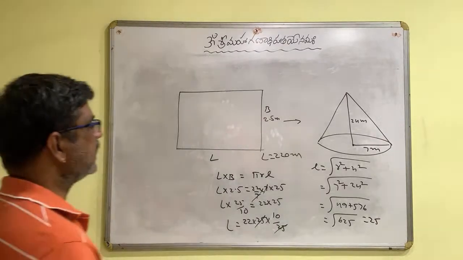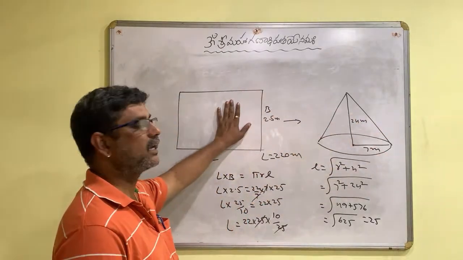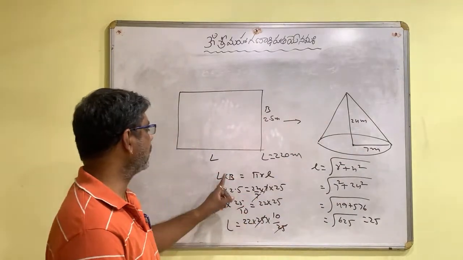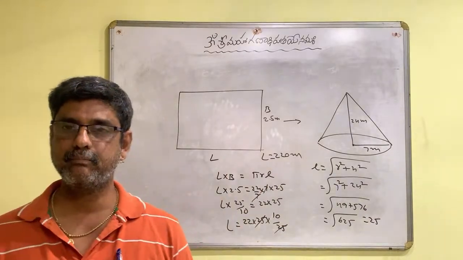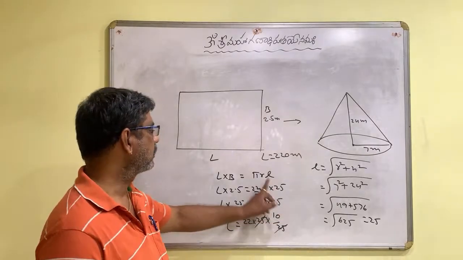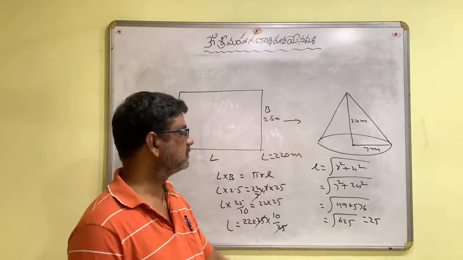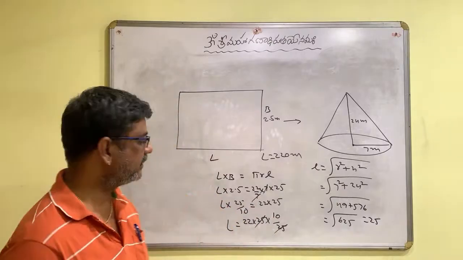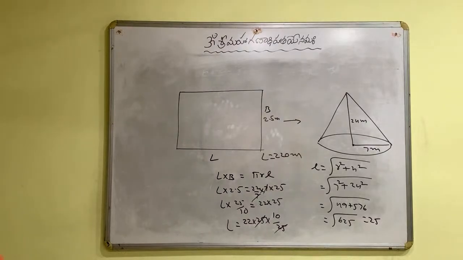Here what we have to understand: a conical tent was made by using a rectangular cloth. So the relation between these two is area of rectangle is equal to curved surface area of cone. We know curved surface area of cone is pi r l, where l is slant height, root over r square plus h square. So after finding the slant height, we can find the length of the rectangle as 220 meters. Okay?